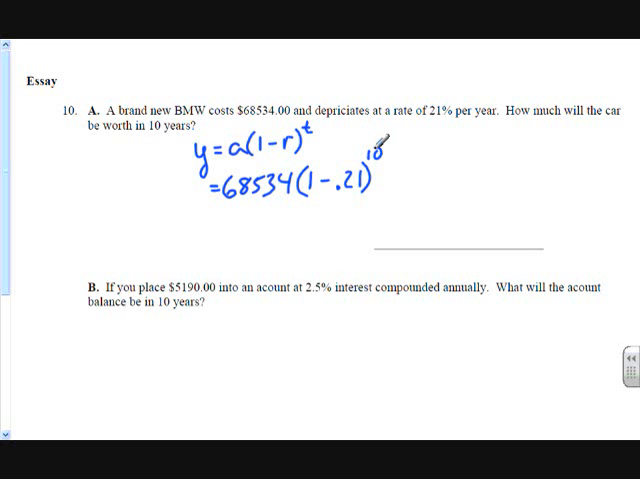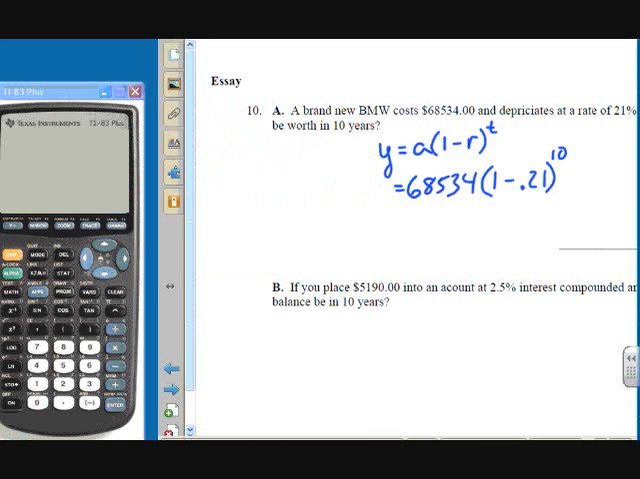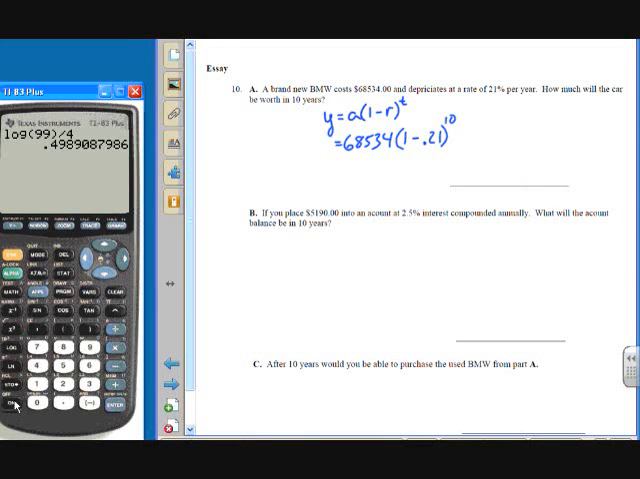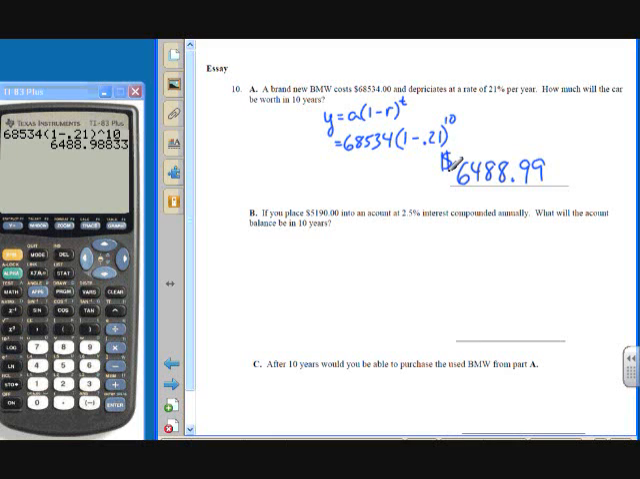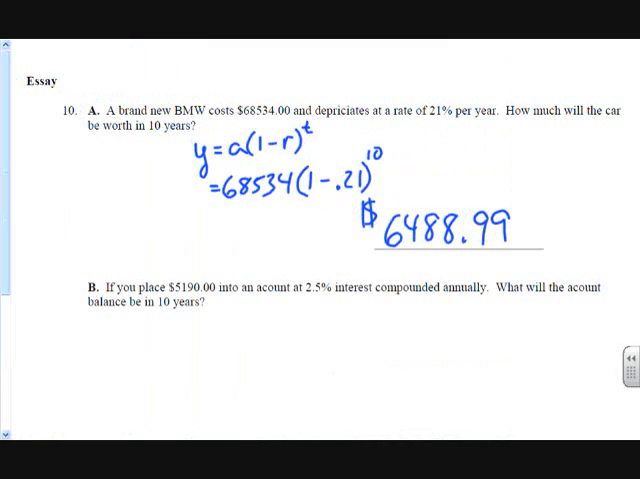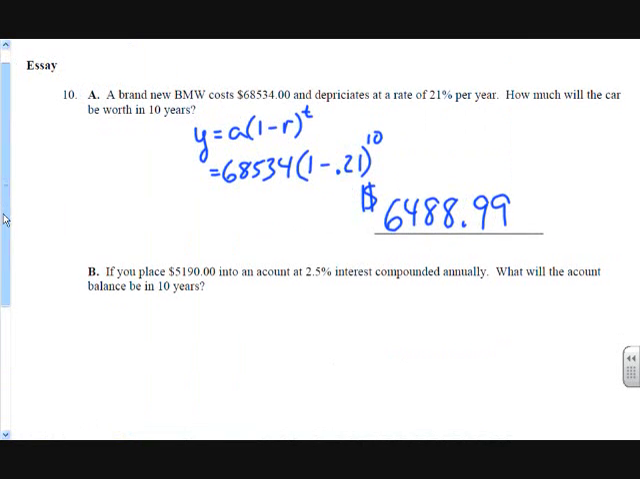And now I just need to plug this into my calculator. Again, be careful when you plug this in. I've got 68,534. I'm going to use parentheses exactly where I did when I wrote the problem down, 1 minus 0.21. Close my parentheses, raise to the 10th power, and I hit enter. And it looks like I get $6,488.99. And I round that to 2 decimal places because we're talking about money, and money should always be rounded to 2 decimal places, so that's how much the car is now worth.